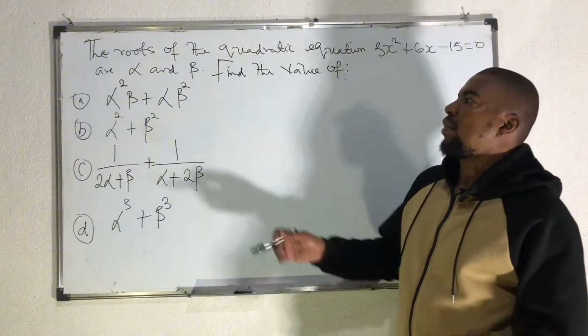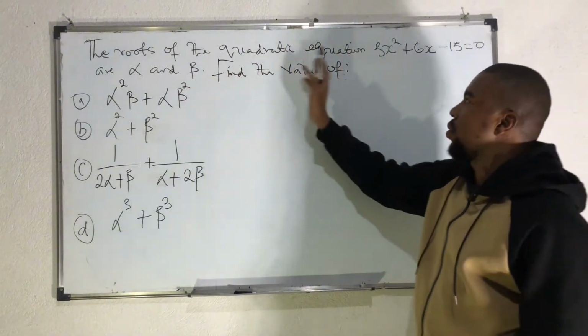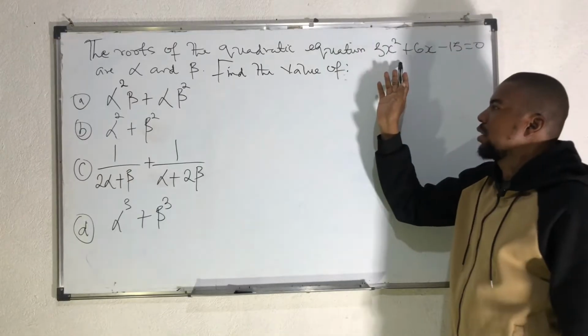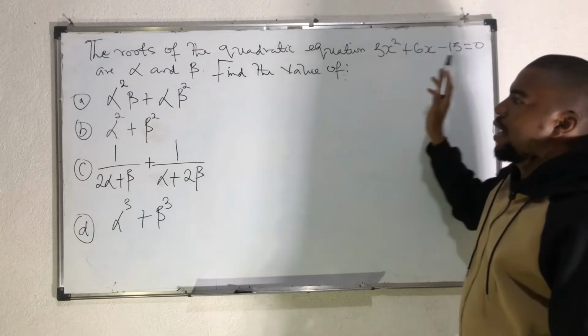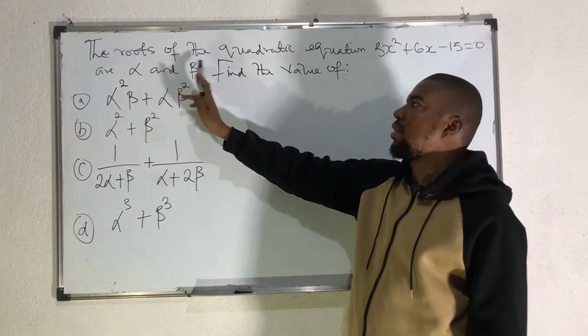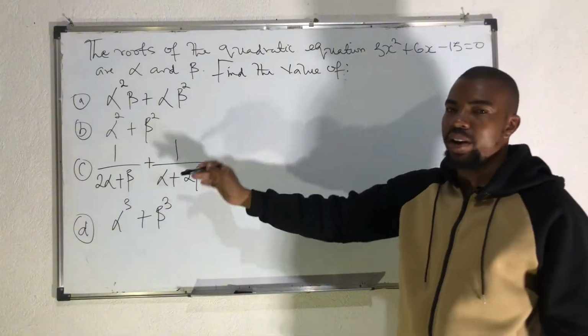Here we have a question before us that says the roots of the quadratic equation 3x squared plus 6x minus 15 equals 0 are alpha and beta. Find the value of the following we have right here.